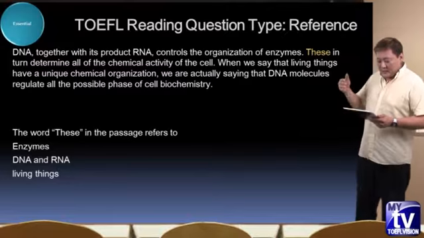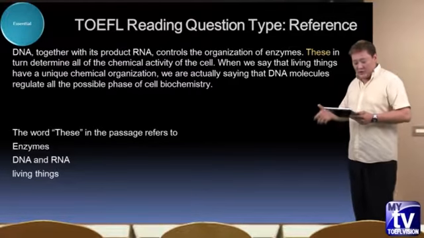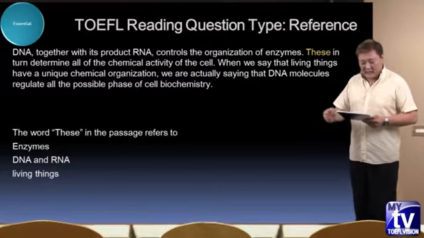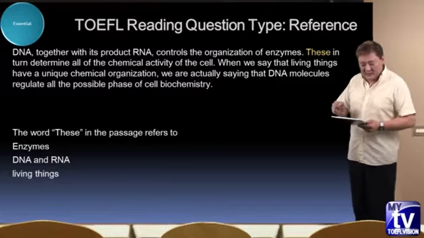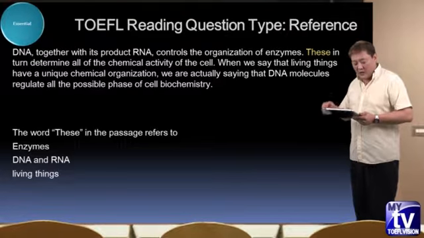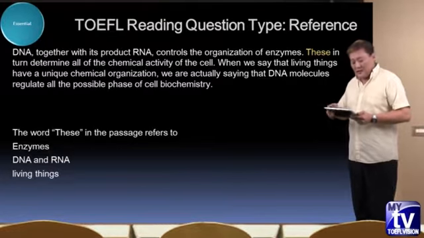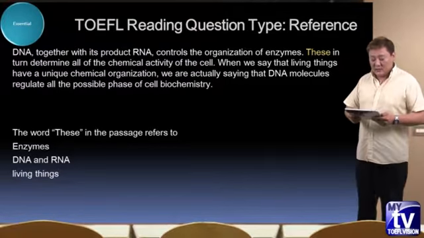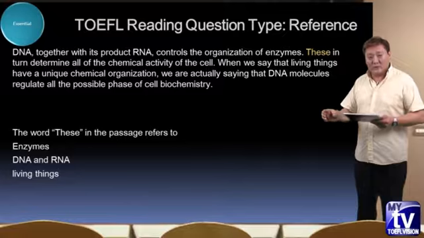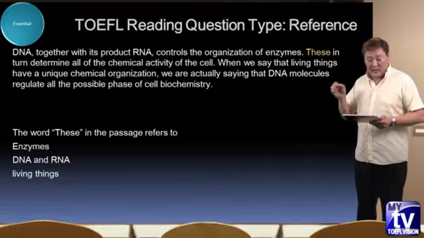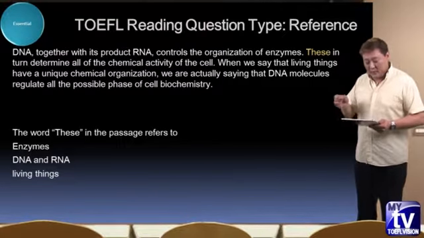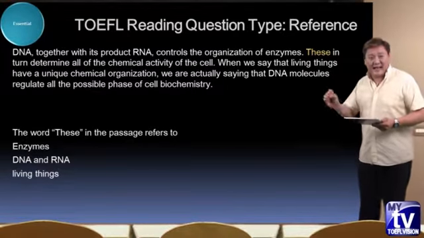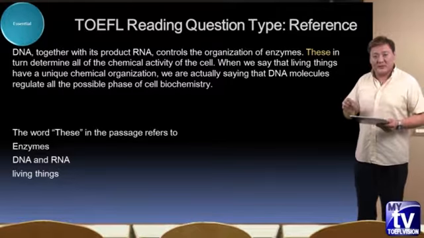Now if the sentence says in turn determines all the chemical activity, we're looking for the chemical activity of the cell. The previous sentence says what? DNA together with RNA controls the organisms' enzymes. So what are they talking about? The point is, they're talking about DNA and RNA, but the point is what? Organization of enzymes. So the next sentence has to refer back to the previous sentence.